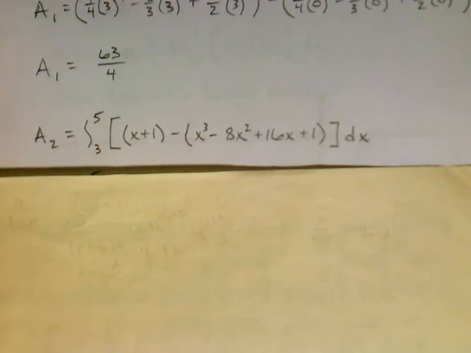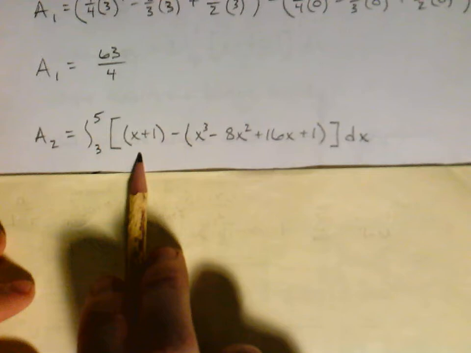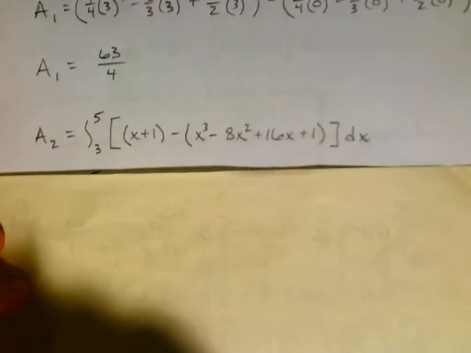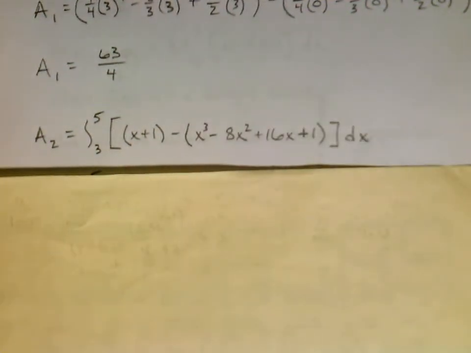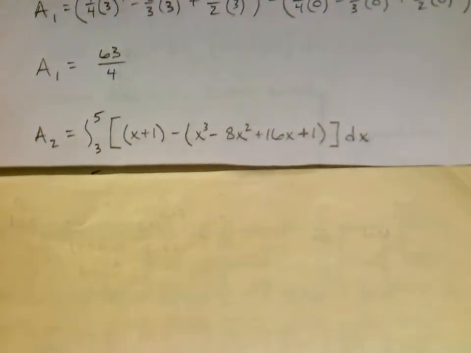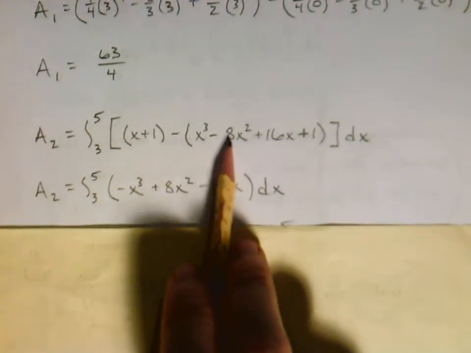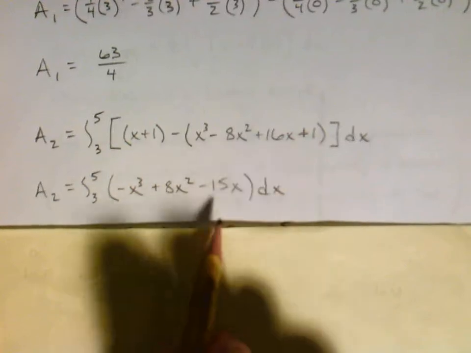Area 2, if you remember from the graph, we go from 3 to 5. And now they've switched. The line is on top minus the cubic: x plus 1 minus, well, you see it right there. Very important. These have to switch. The line's on top, cubic's on bottom. Top minus bottom. Well, let's go ahead and simplify that. So I would have negative x to the third plus 8x squared minus 15x, and the 1's cancel.